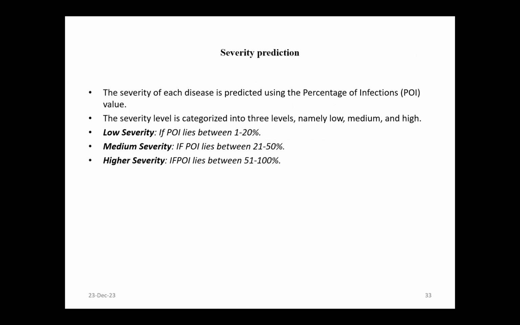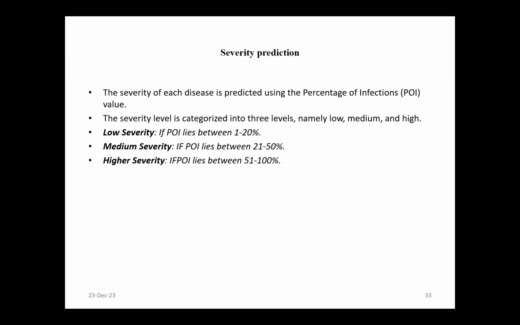And finally, when we have found out what kind of disease is in the rice plant, out of these 10 diseases, we have tried to find out the severity prediction. The severity of each disease is predicted using the percentage of infection value. The severity level is categorized into 3 levels, namely low, medium, and high. So we have given these values.